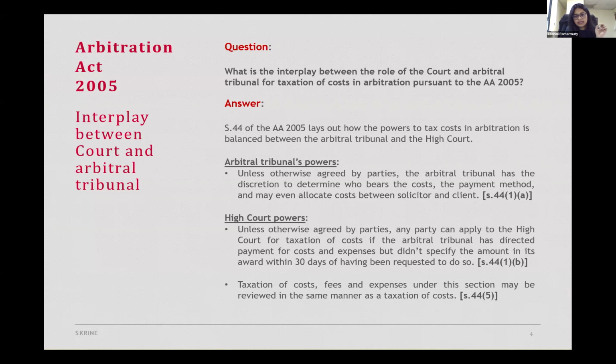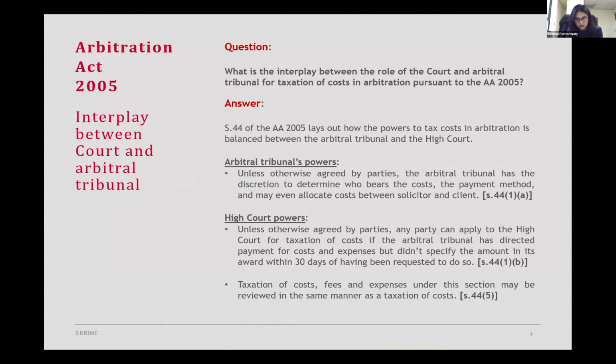But what then happens when the arbitrator has not specified the amount, but has only said that party A is to pay party B costs? Let's say in the award, the tribunal has decided which party is supposed to pay the cost, but has not gone one step further to ascertain the amount. This scenario squarely falls within Section 44 of the Arbitration Act.